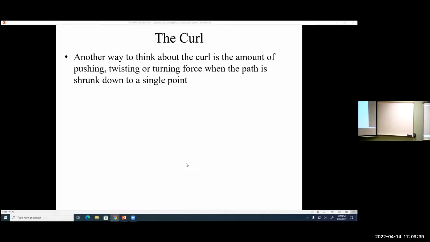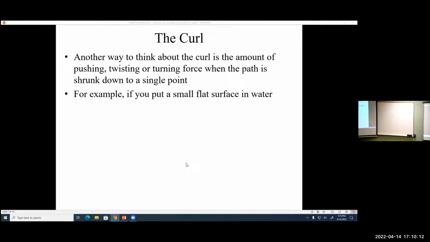What's that? Well, I see where you're going with it, if we think of a sink and a drain going down, but I want to be careful of confusing it with a sink because they are a little bit different, right? A sink would be an attractive force, whereas curl's a rotational force. It doesn't necessarily go down. It doesn't necessarily pull things towards it. It spins things around. So the curl is the amount of twisting going on when the path is shrunk down to a single point.